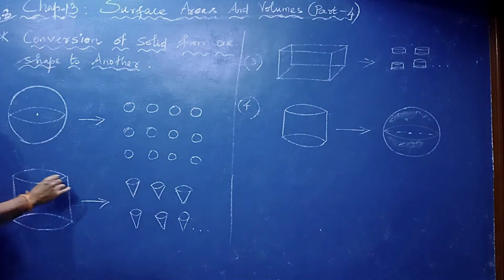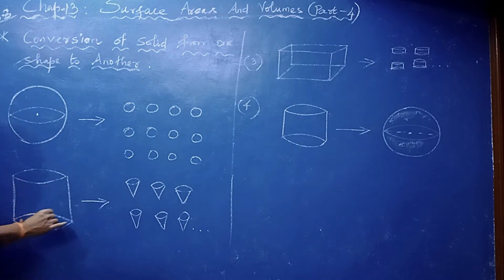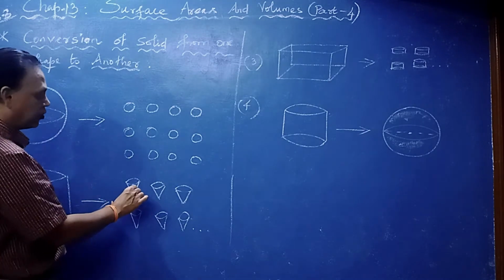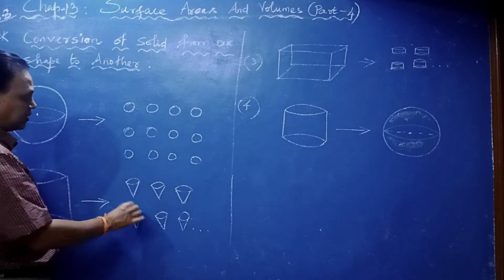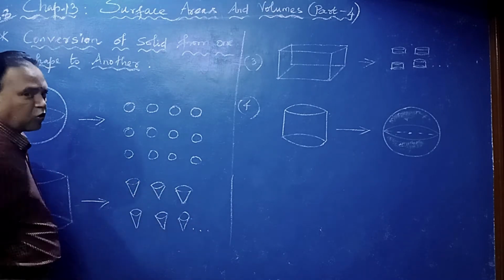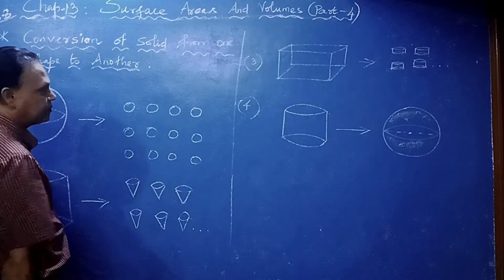Second example, a cylinder full of ice cream. You can put the ice cream in cones. How many cones can it be filled in? Like that they will ask.